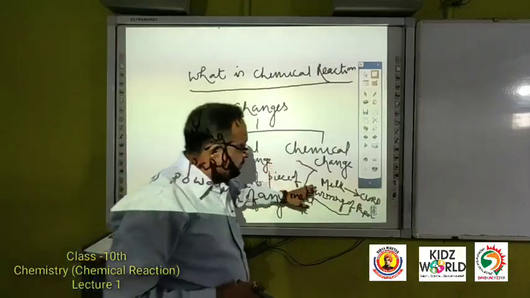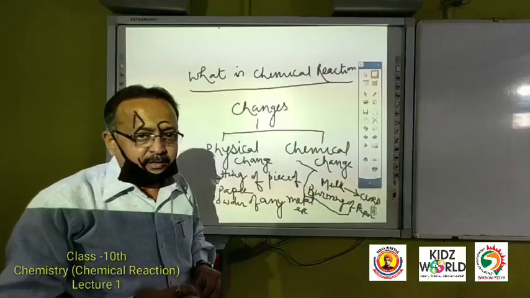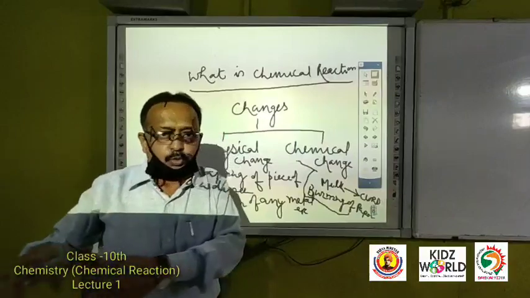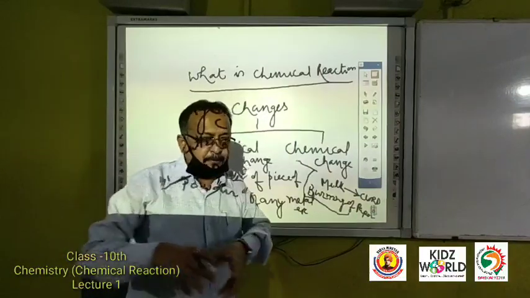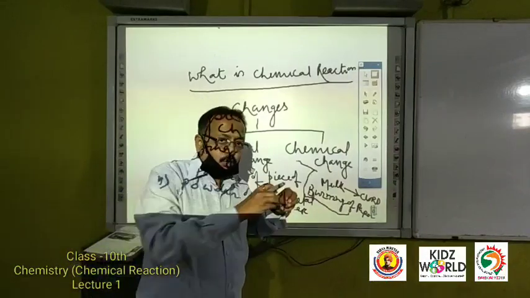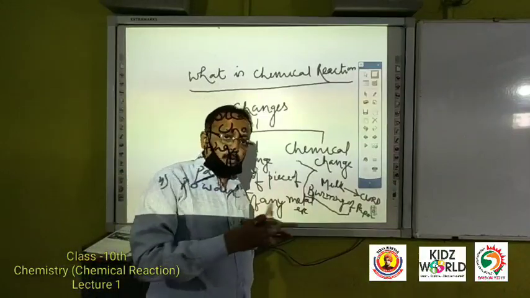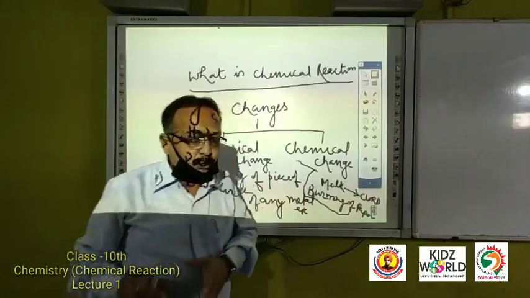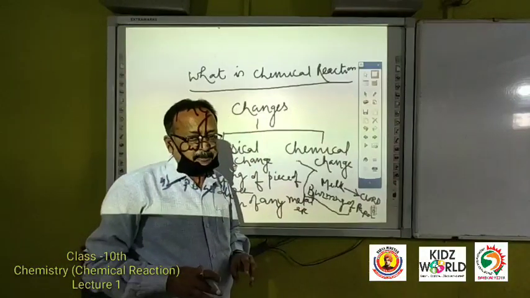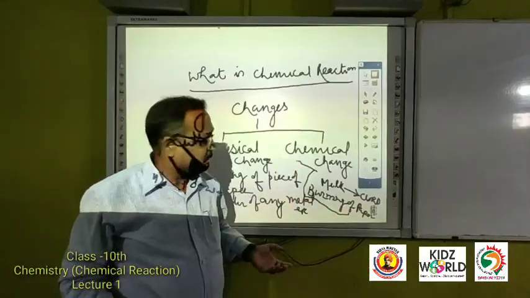But in a chemical change, when milk is changed into curd, can you change curd back into milk? No. When coal is burned into ash, or paper is burned into paper ash, can you change those ashes back into paper? No. If you can't do it, it means in a chemical change, an internal change takes place. A new substance is formed, and all the properties change.